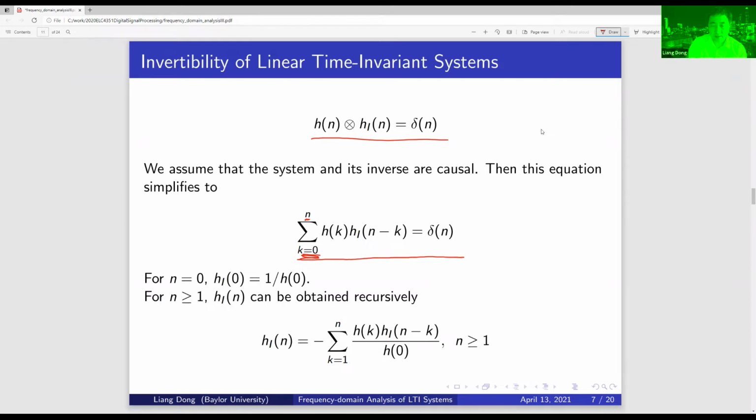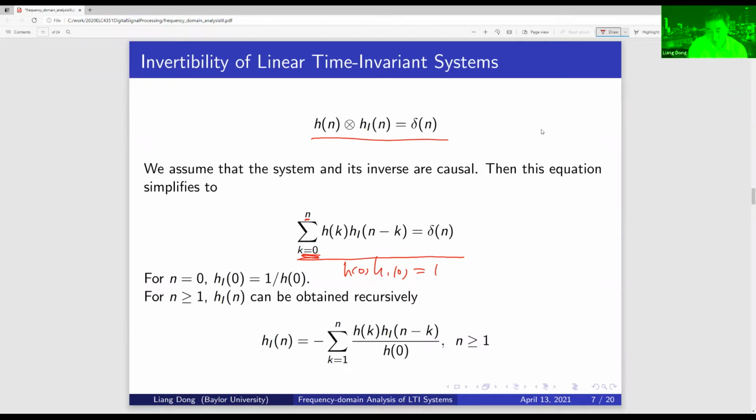Given that, we can calculate h sub I iteratively. So for n equal to 0, we find h sub I of 0 equals 1 over h of 0. That is simple because h sub I of n minus k is also at 0, with k equal to 0, and the delta is 1. And so we find that. If n is greater than or equal to 1, then h sub I of n can be obtained recursively using this format.